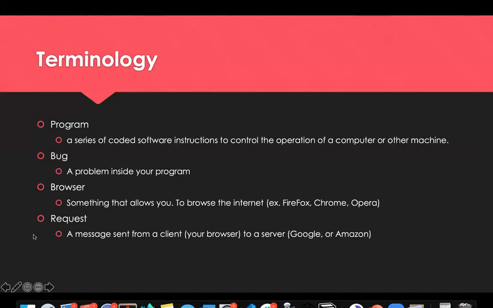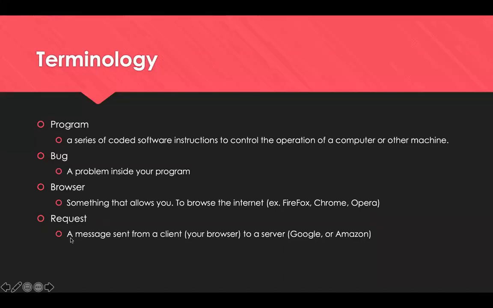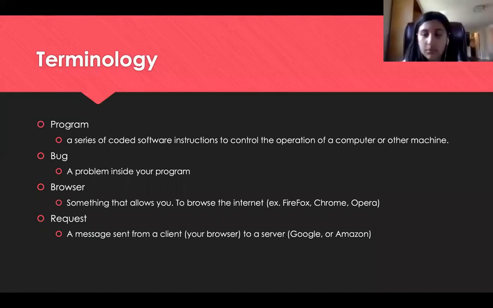And then what is a request? It's like when you request a person, like I request someone, hey, can you give me a sandwich? A request is sent from your client to a server. So basically you, your client, are asking a server, which is something that serves something, like Google or Amazon, hey, can you give me something? A request is a general term used for someone asking someone to give them something.